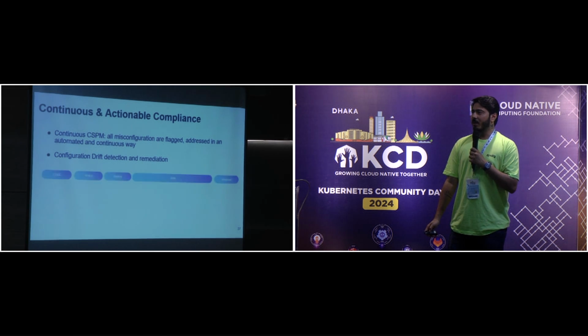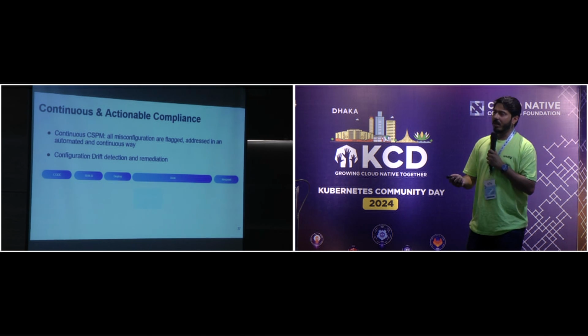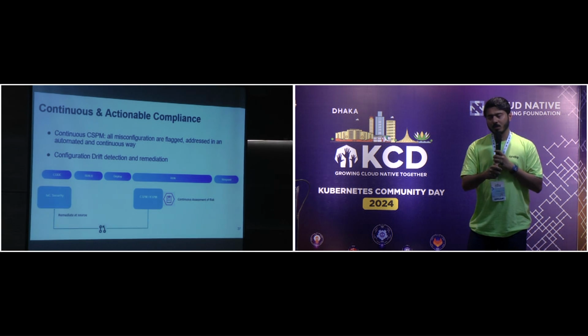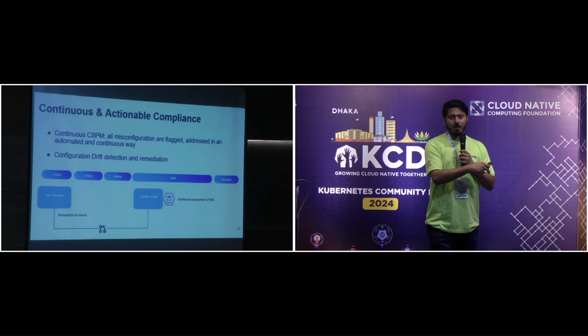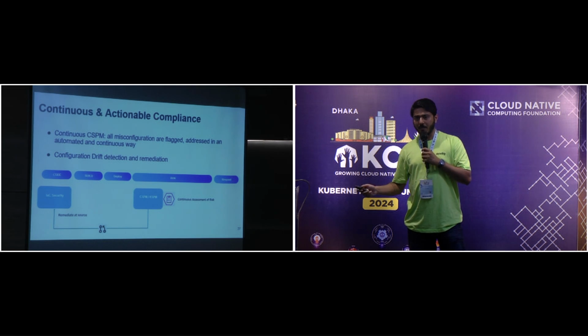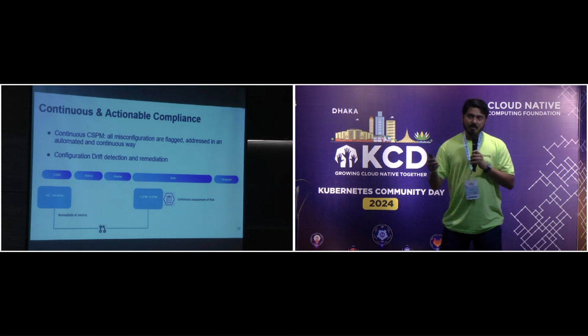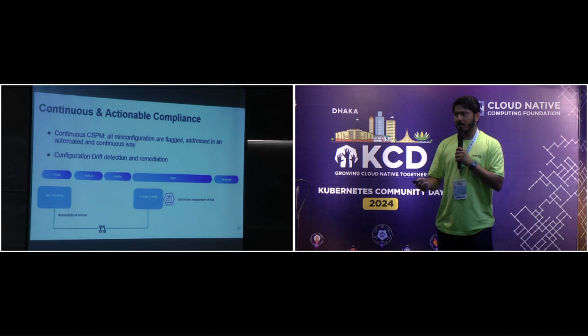Continuous actionable compliance, continuous CSPM. We have seen this life cycle: code, build, deploy. This is where CSPM, or KSPM when it comes to Kubernetes, comes into the picture. So along with cloud security or workload protection, you have to take care of compliance as well. Whatever images you are using have to be compliant. If you are using a Linux image, it has to be Linux compliant. If you are on AWS, it has to be AWS compliant.